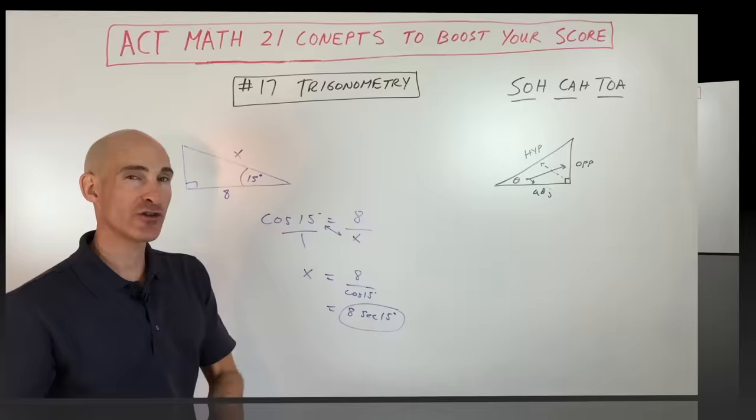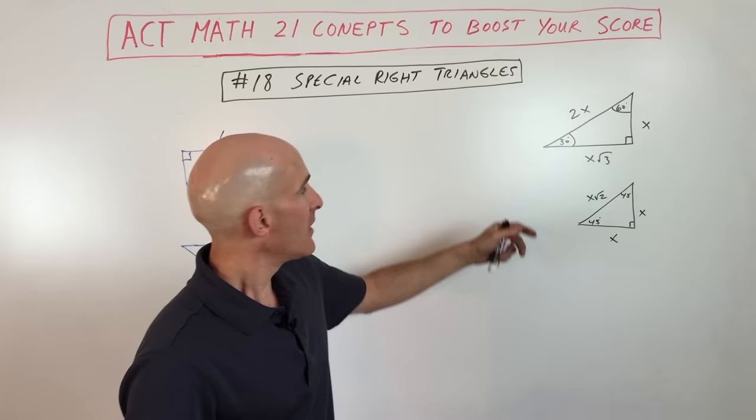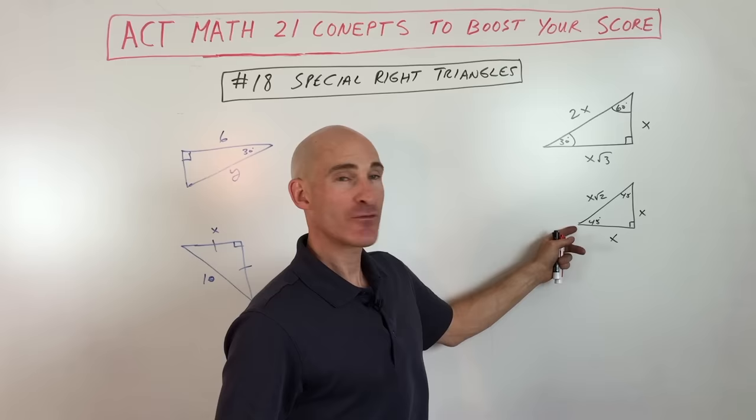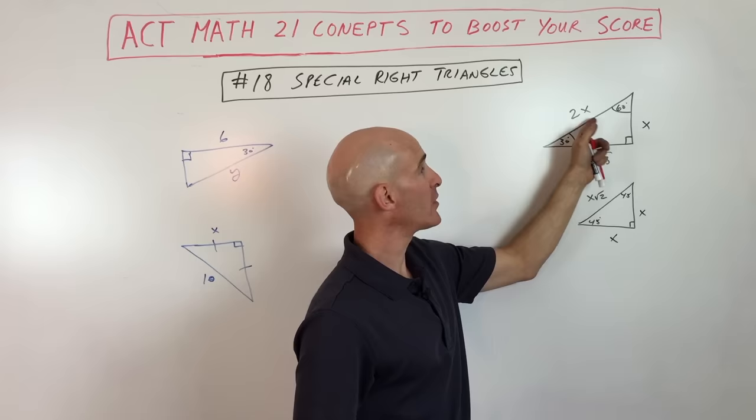Okay, number 18, special right triangles. So this is definitely something important you want to know for the math section of the ACT. The two you want to know are the 30-60-90 and the 45-45-90. So if you can remember these ratios, the side across from the 30 degree angle, that's the x side. The one across from the 60, that's the x square root 3 side. And the one across from the 90, that's the 2x side.